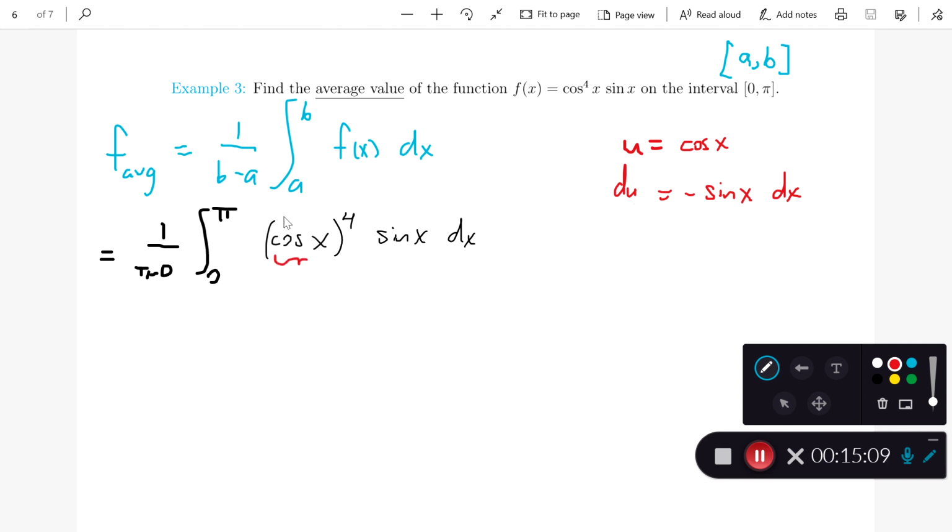So that means that this is our u, so we get u to the fourth. And this whole part here is almost our du, but you know how there's a negative here, so we need to put that in. We'll put in a negative sign right here to make it negative sine of x, but we'll also have to put a negative sign out on the outside. So this outside part becomes negative 1 over pi. We're taking an integral of u to the fourth, and then du.